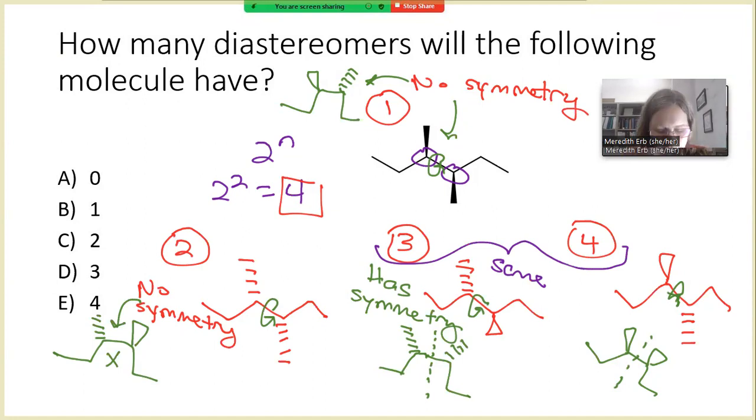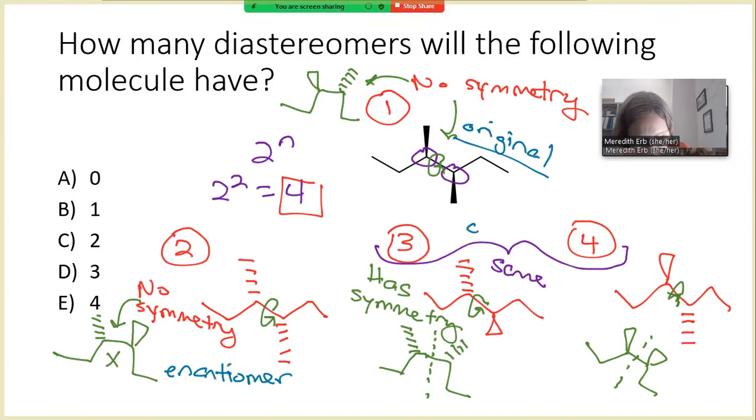So let's next think about the relationships of these different molecules to our original. Our original is up here, drawn in for us. Molecule number 2, as we mentioned, is the enantiomer of that molecule. Because that molecule does not have symmetry, it can have an enantiomer. So this molecule has 1 enantiomer. And because molecules 3 and 4 are identical to each other, they will only have 1 diastereomer as well. It's not two separate diastereomers because molecules 3 and 4 are identical to each other.